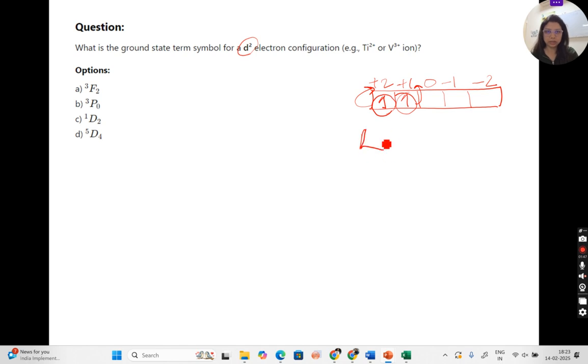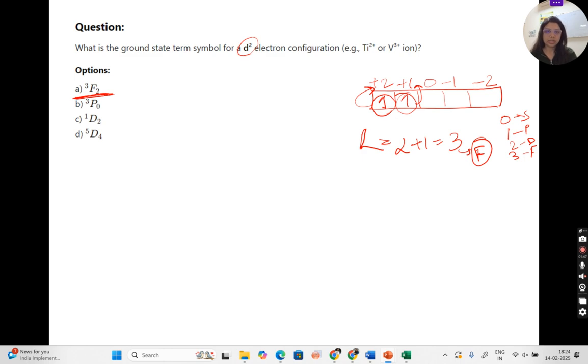Hence L is equal to 2 + 1, which gives us a value of 3, and 3 corresponds to 0 for S, 1 for P, 2 for D, and 3 for F. So we have got the symbol F, and from all the options there is only one F, which is A. So we can calculate the answer from here as well, but we will solve it completely for better understanding.